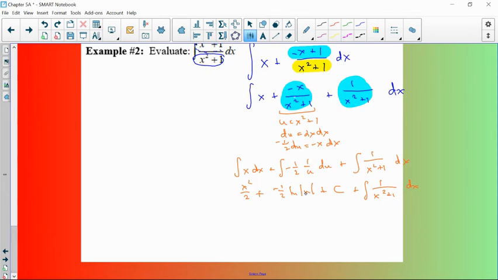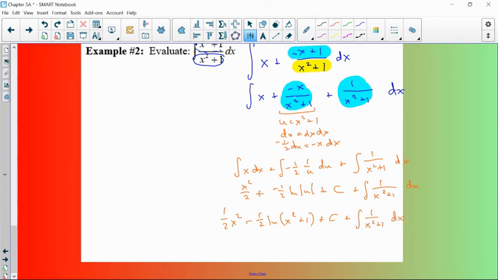Let's go ahead and get rid of at least this u, which is x squared plus 1. So we have 1/2 x squared minus 1/2 the natural log of x squared plus 1. Notice I didn't really use absolute value because x squared plus 1 as a quantity is already positive. Plus c plus this thing, plus this integral of 1 over x squared plus 1.